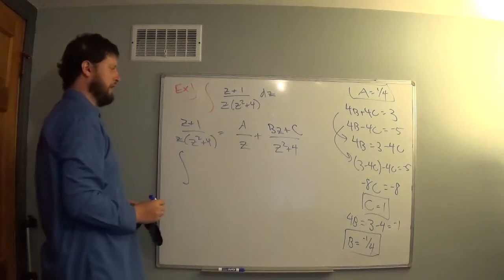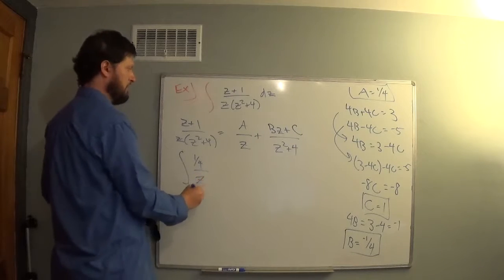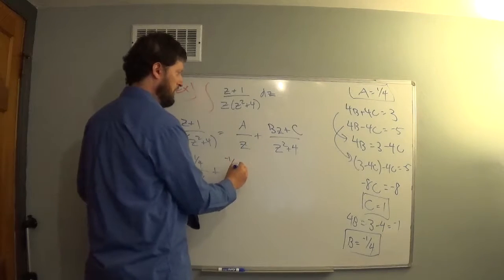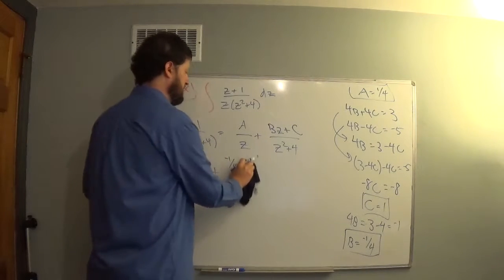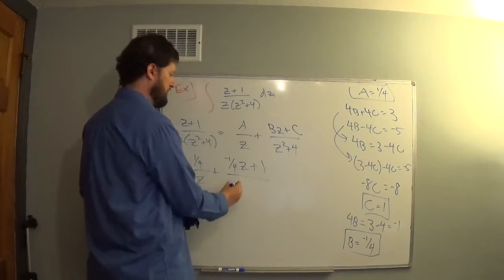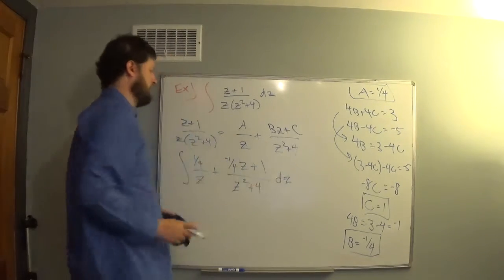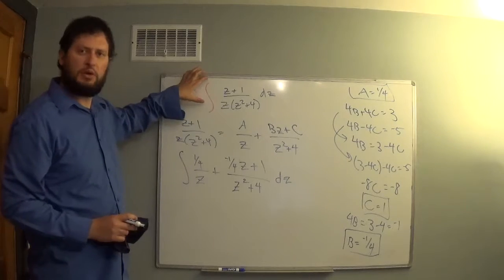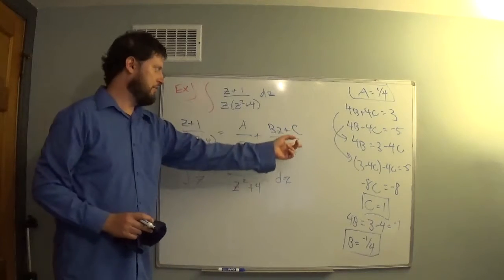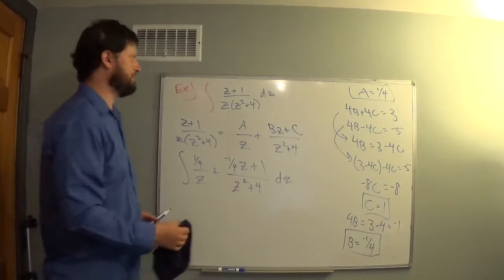Finding that we will get the integral of A, which is 1/4 over z, plus bz plus c. bz is negative 1/4 z, that should be a z, plus c, which is 1, all over z squared plus 4, dz. And so we started with this. We applied our partial fractions decomposition, breaking it up as we see here. We calculated A, B, and C, and we've made our way down to this step.